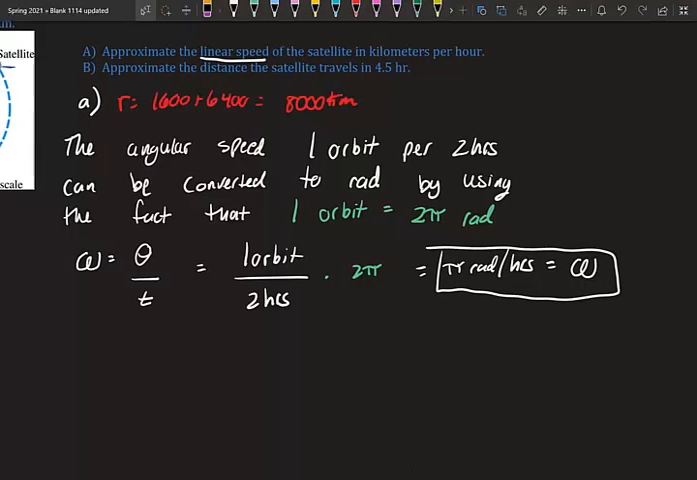But doesn't that make sense? If we're doing one orbit per 2 hours, aren't we doing a pi radian per hour then? If it takes us 2 hours to do 2 pi, it takes us pi every hour. So now we have our angular speed of pi radians per hour, but we're not asking for angular speed, we're looking for linear speed.